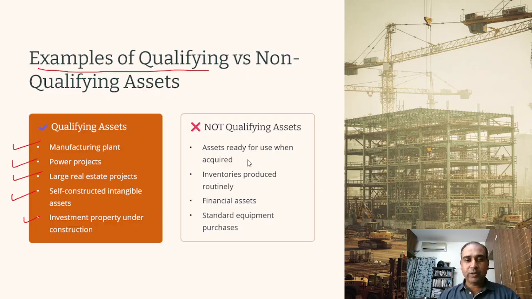Assets ready for use when acquired. If you purchase a car which is readily available for use, it cannot be capitalized. Inventory procured routinely like FMCG goods cannot be capitalized. Financial assets, we discussed in the first slide itself, cannot be capitalized. Standard equipment purchases cannot be capitalized. All this cannot be capitalized, guys. All this does not form part of qualifying assets itself.